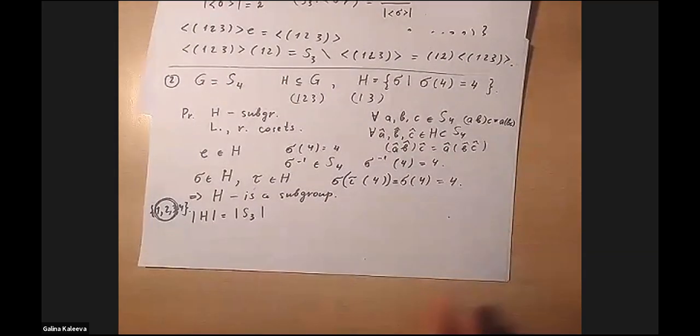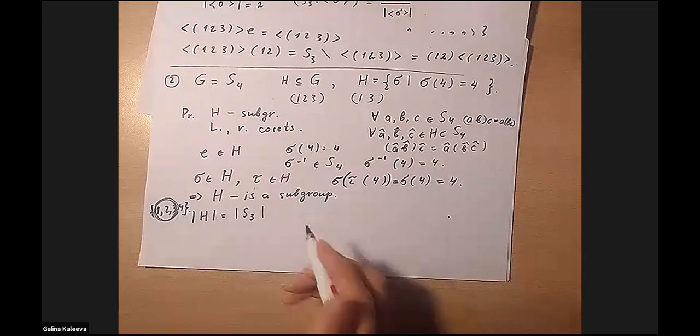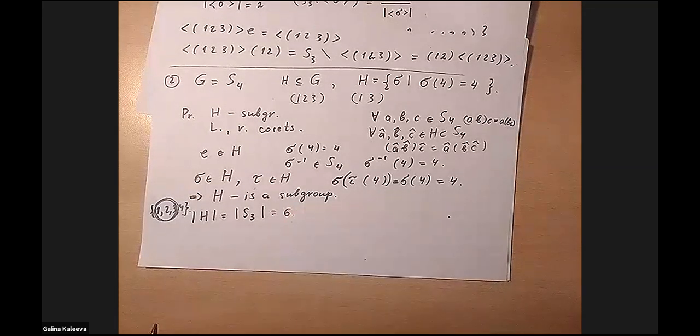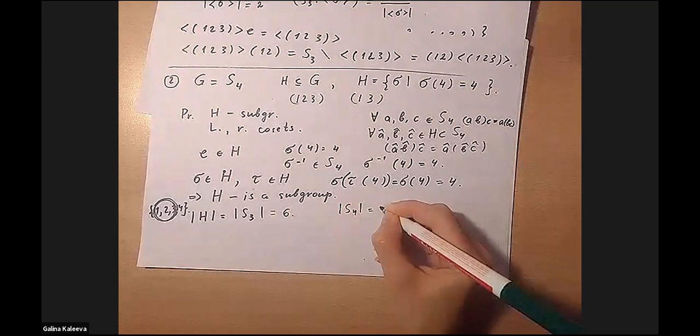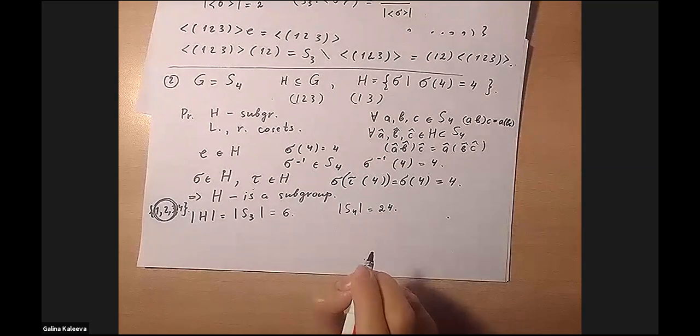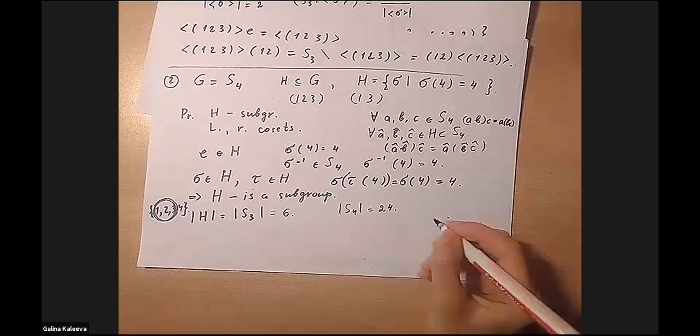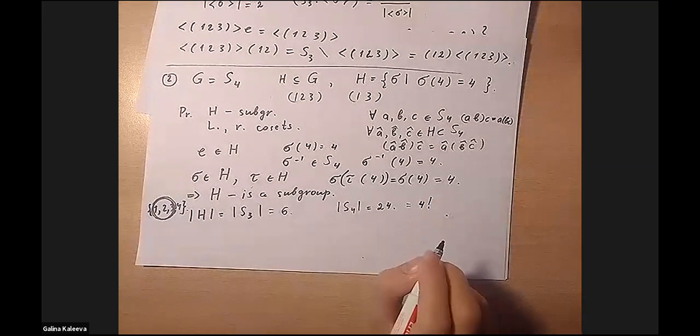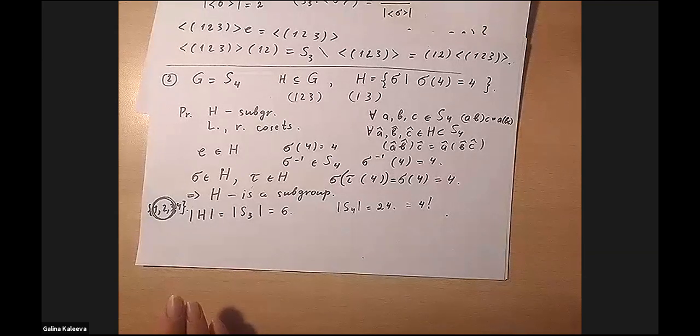This is the second point I'd like to discuss with you. It is very helpful for us because using this point, we know that the number of elements in H is the same as in S3, right? These groups act in a similar kind. So the number of elements in H equals 6, and the number of elements in S4 equals 24. Do you understand why? Yes. Because it equals 2 by 3 by 4, yeah? So we have 24 elements in our group and 6 elements in a subgroup.